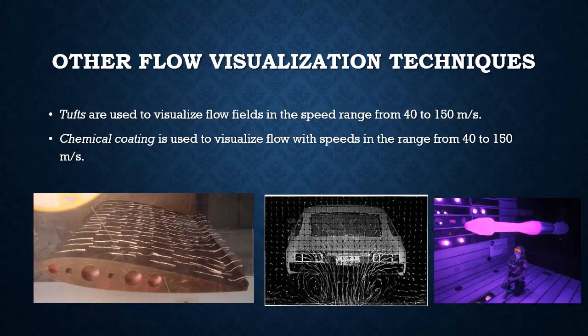Next, other flow visualization techniques. In the beginning I told you about the other flow visualization techniques, which are used for flows between 40 to 150 meters per second. For 40 to 150 meters per second we are using tufts and then chemical coating. So what is meant by tufts and what is meant by chemical coating? Tufts is nothing but, here in this image we will see a feathery like structure which is stuck on the surface of the airfoil model, which is kept here.